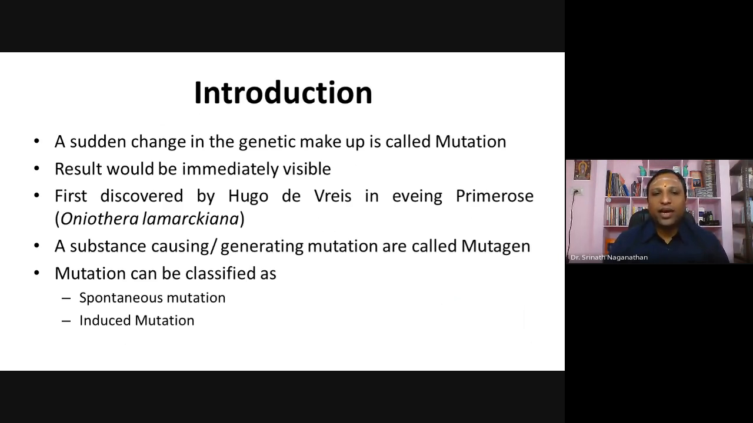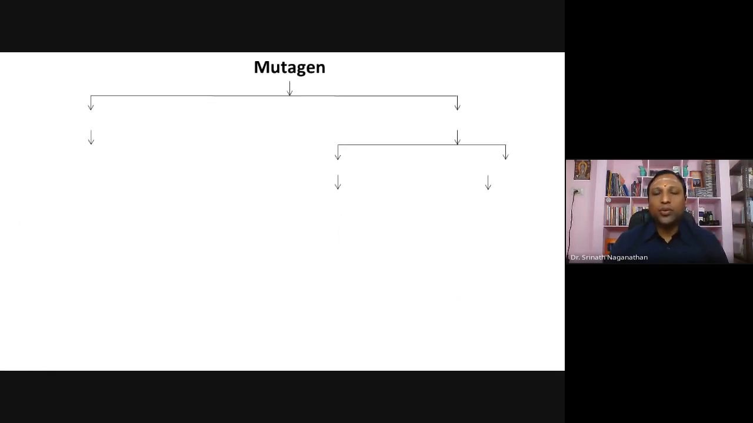Mutation can be classified as spontaneous mutation and induced mutation. If you take the mutagens, they are divided into two types. First is chemical based and the other one is physical or radiation based. If you take the chemicals, there are different types. But physical mutagens are ionizing and non-ionizing.